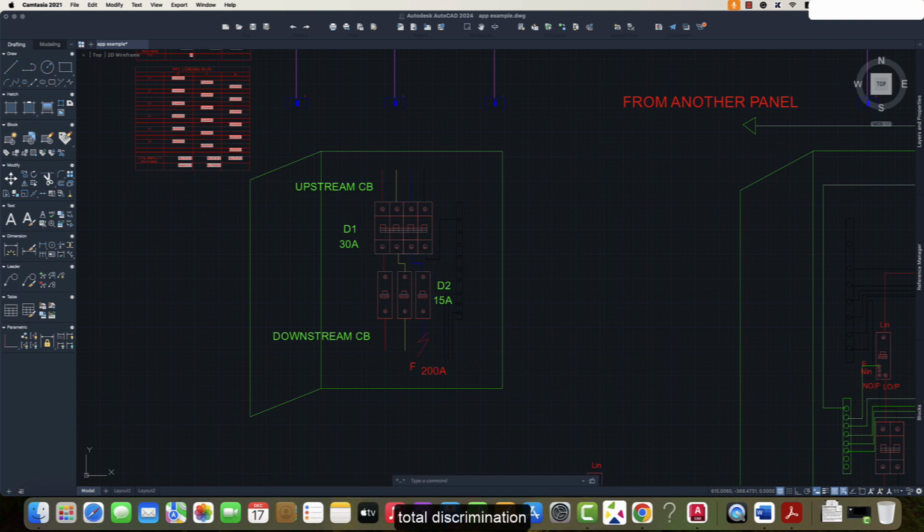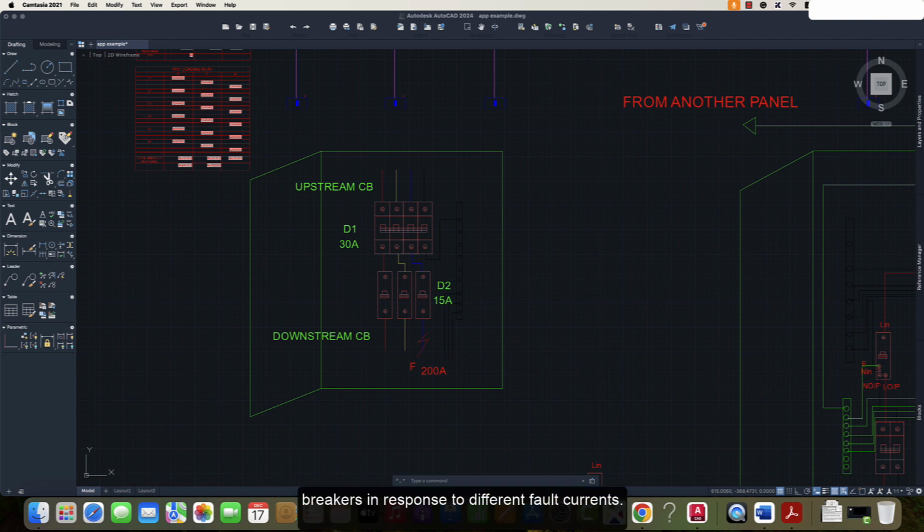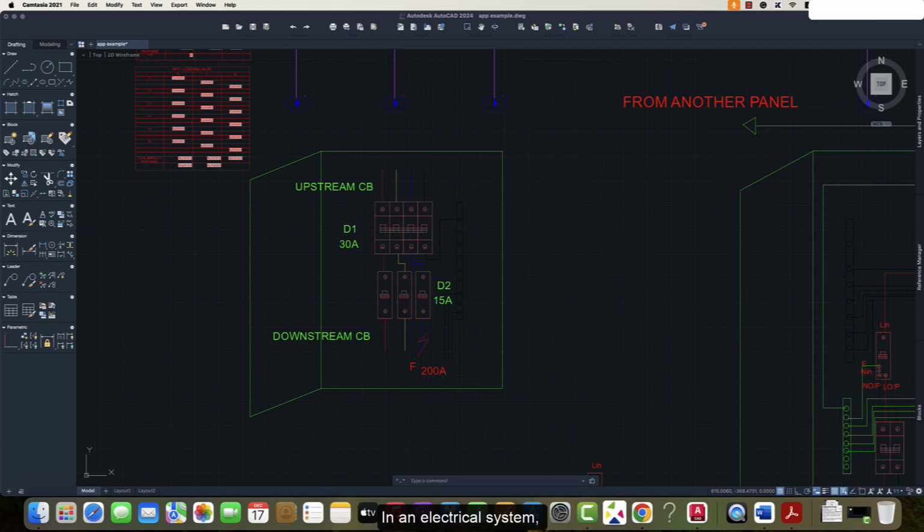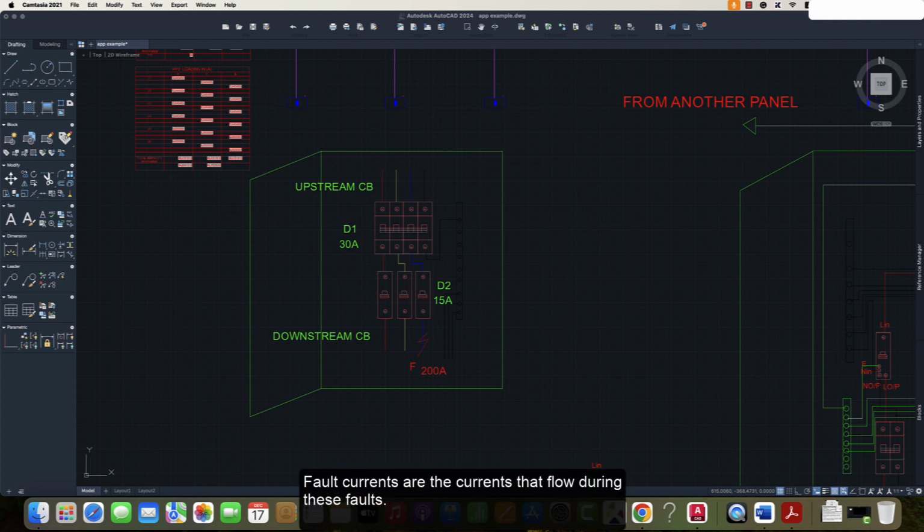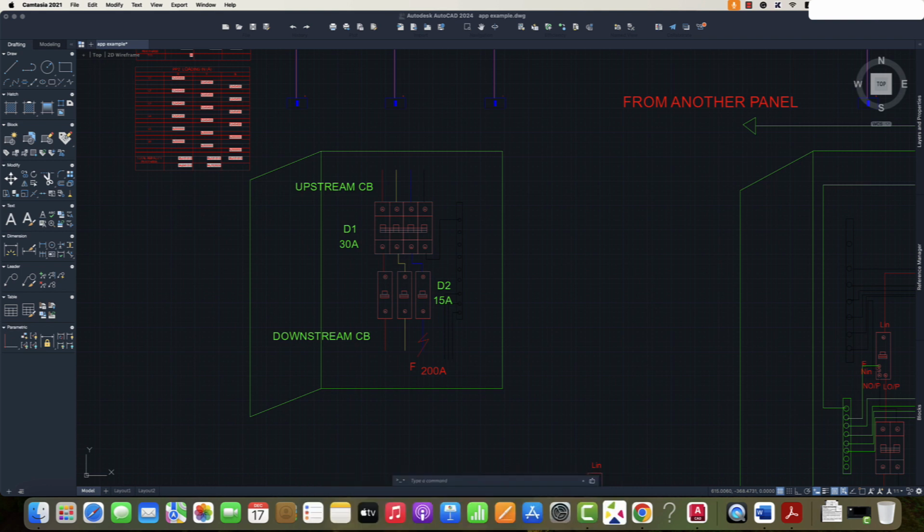Total discrimination refers to a specific condition related to the coordination of circuit breakers in response to different fault currents. In an electrical system, faults can occur due to abnormal conditions such as short circuits or overloads. Fault currents are the currents that flow during these faults.